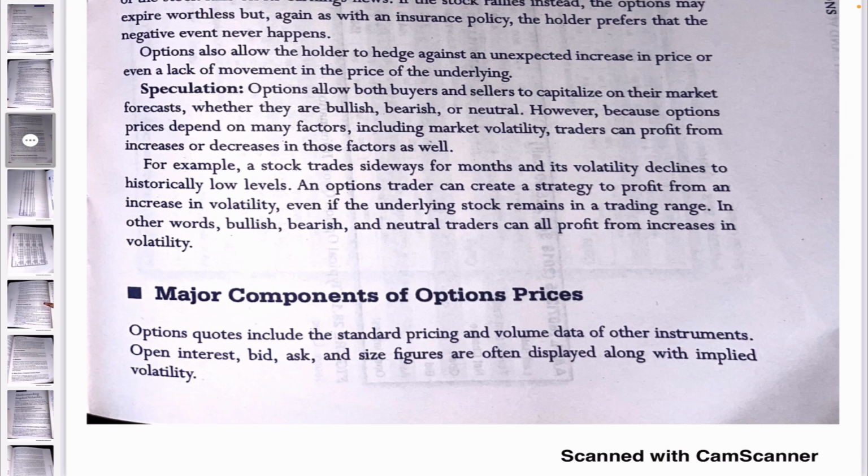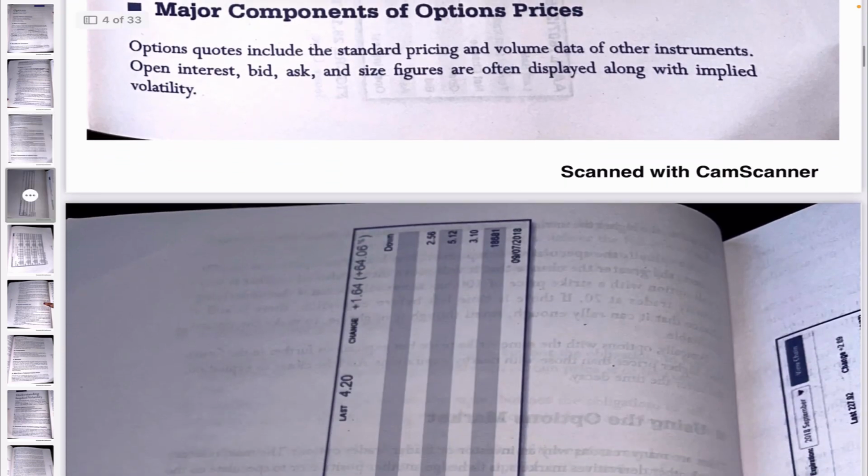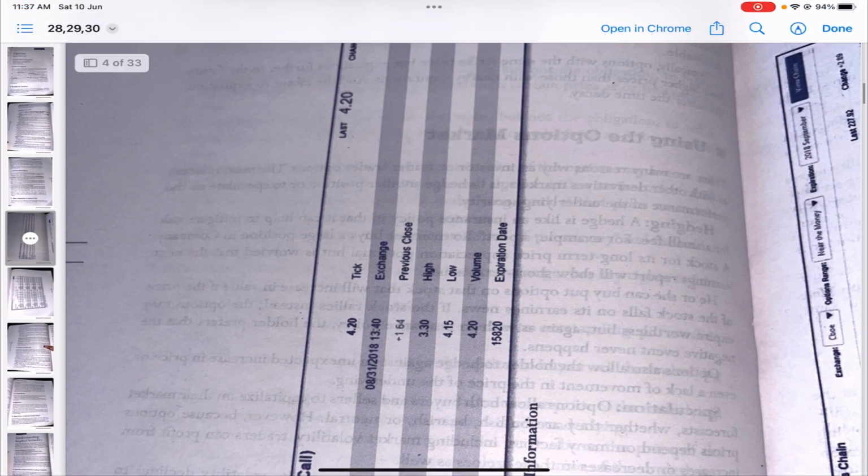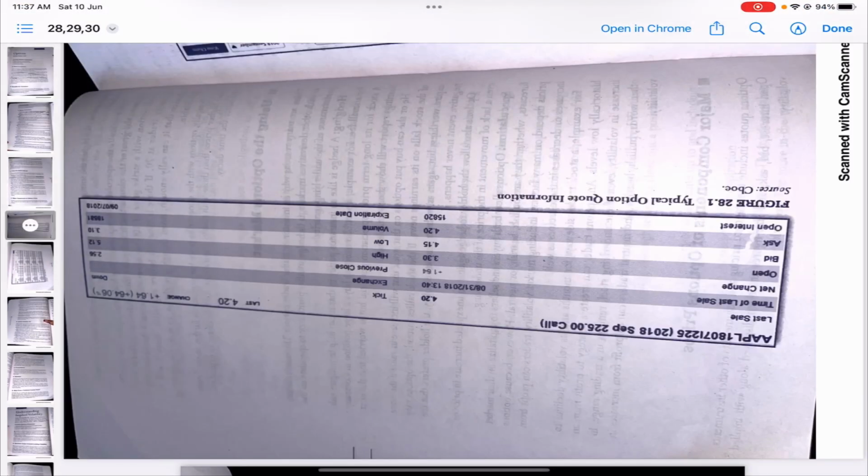And what is speculation? Speculation is basically you and I. If I think the underlying will go up, then I can buy an option and trade in it to gain money, right? So that is just speculation, which is just normal trading activity. Major components of options prices. Option quotes include open interest, bid, ask, size figures and everything. Let's see that. Okay, so let me show you this.